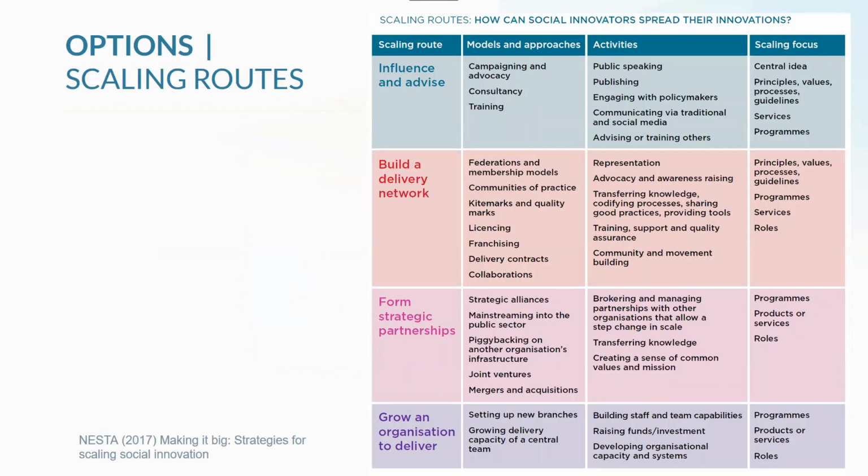And this grid puts it pretty well, from Nesta in "Making It Big: Strategies for Scaling Social Innovation", one of the items on our reading list for this module. A great grid looking at different models and approaches depending on the different routes to scale that we might want to take. And most of us, certainly through the startup phase, will just be concerned with the lowest level of this, or the fourth area of that grid, growing an organization to deliver.